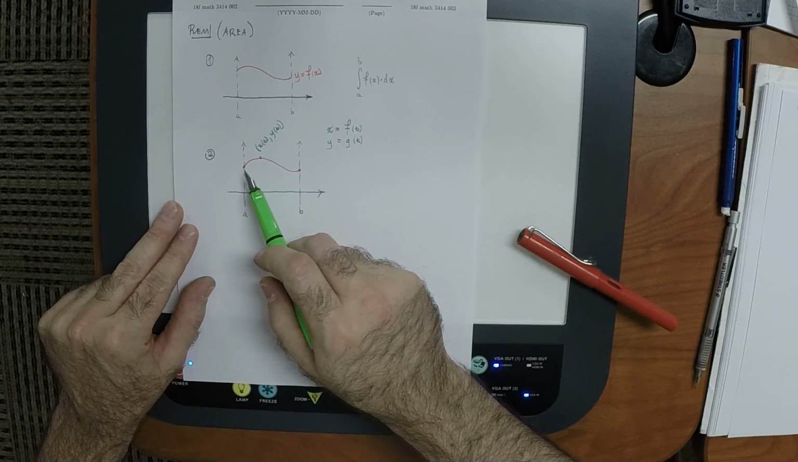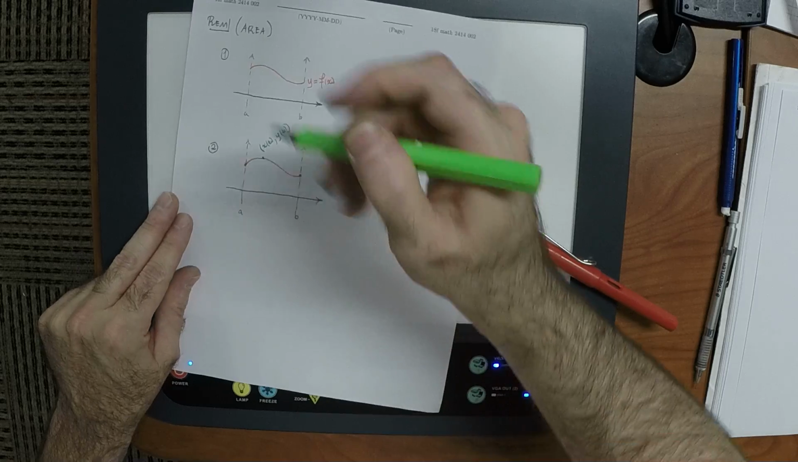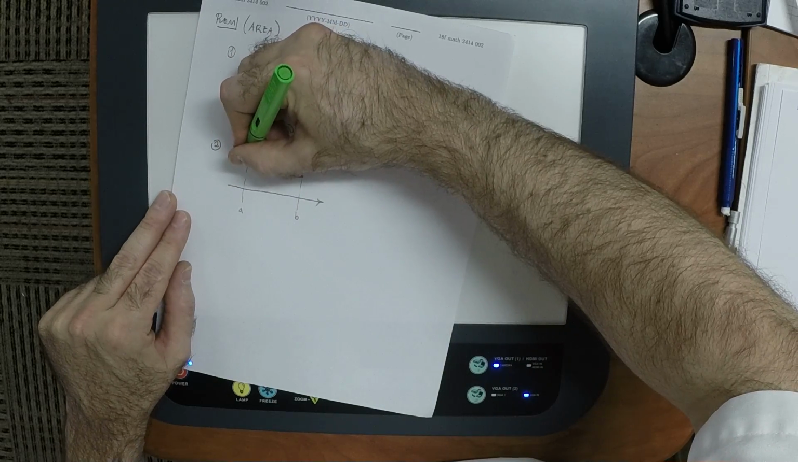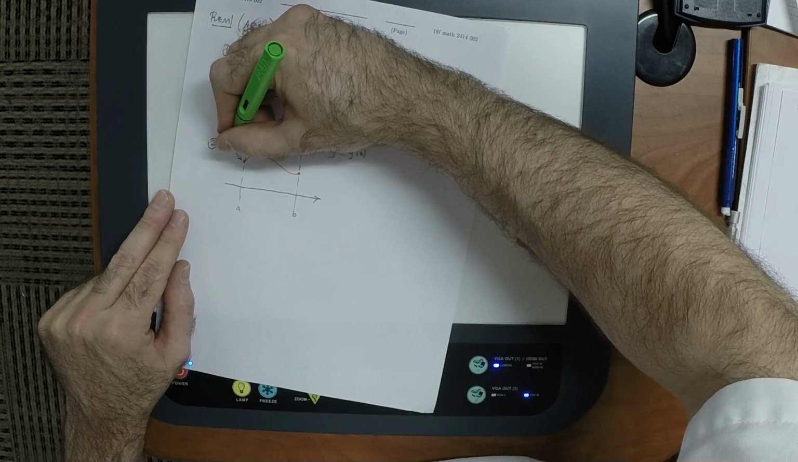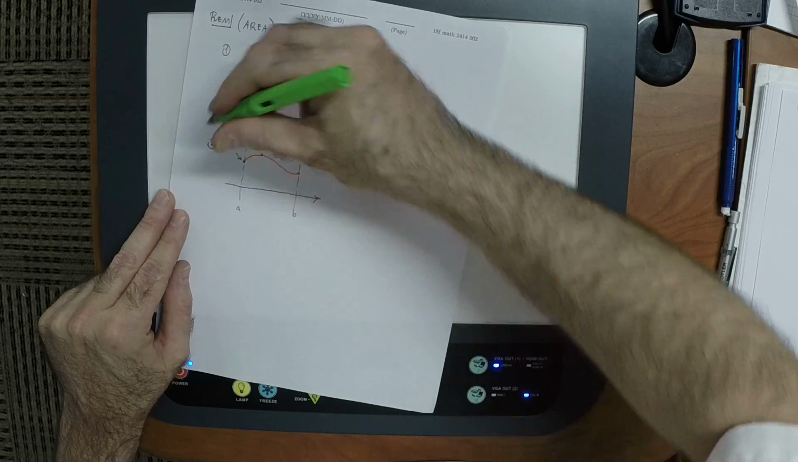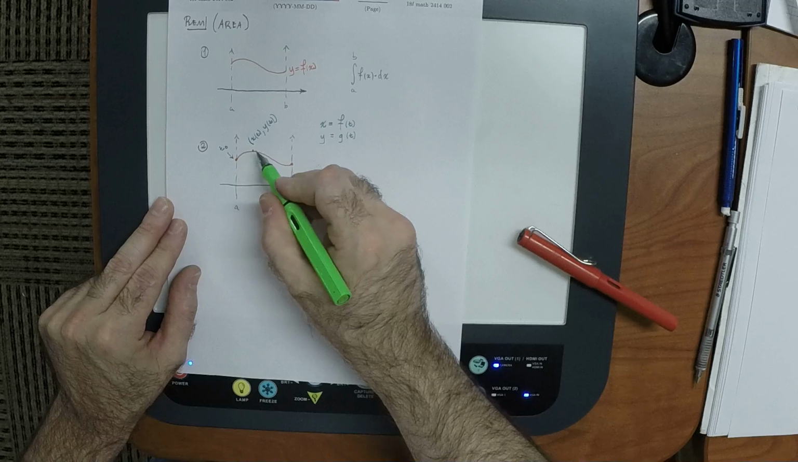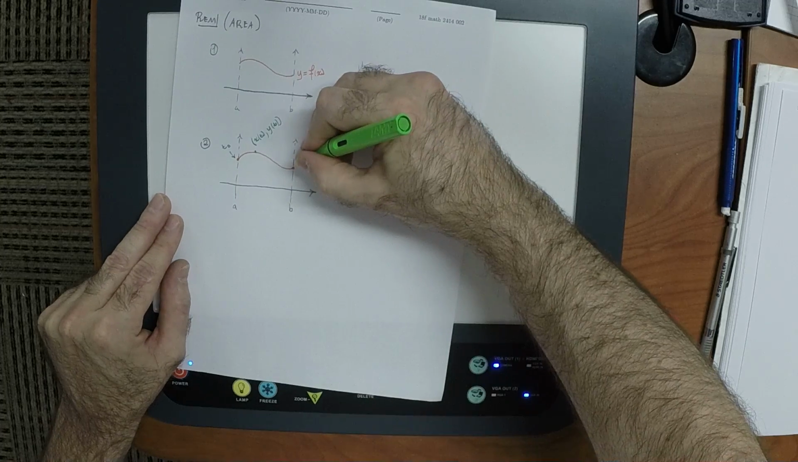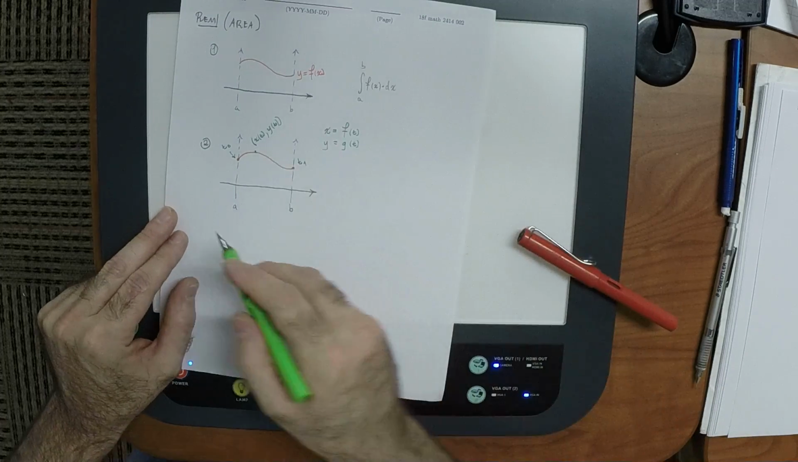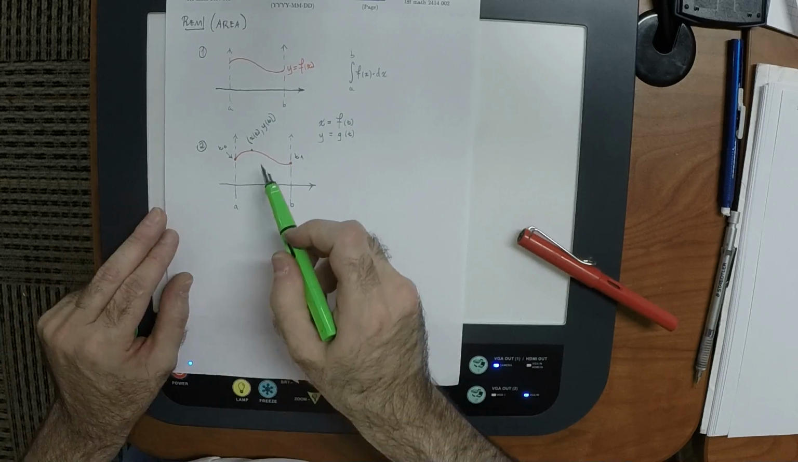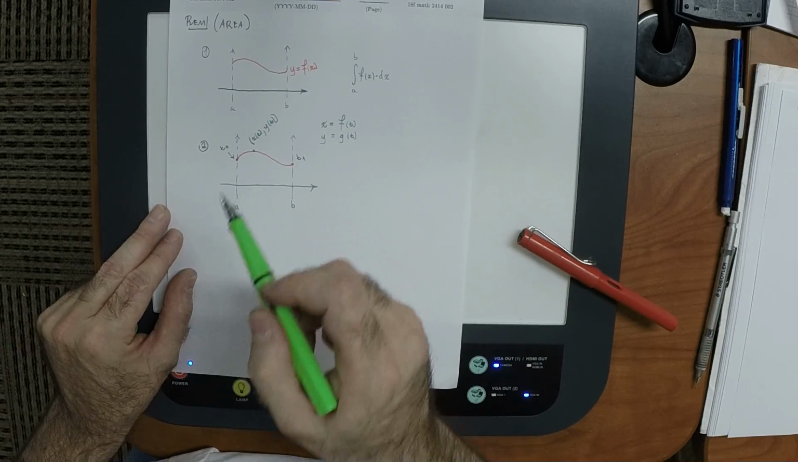And just for the sake of argument, to make our lives as simple as possible, I'll say that that point occurs at t0, and then we trace along, and this is t1. So the question becomes, how do we get that area? How do we get it?